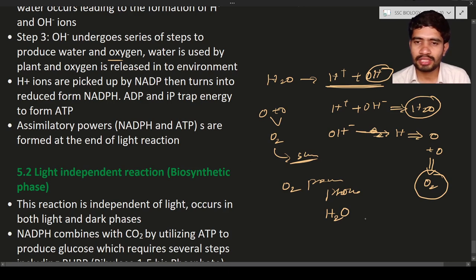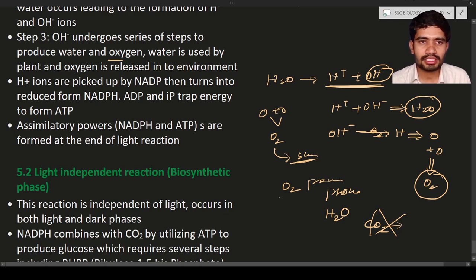Some students are thinking that carbon dioxide splits into carbon and oxygen, and this oxygen is released out, but this kind of thinking is wrong. How is the oxygen produced? Oxygen is produced by breakdown of the water, or photolysis of the water.